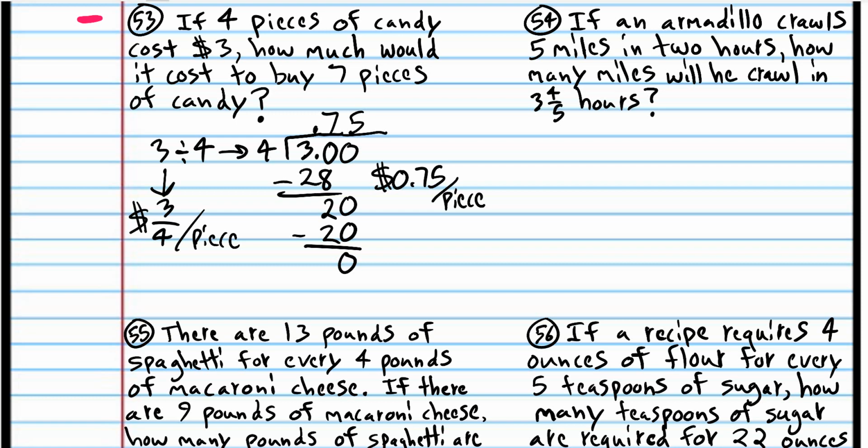So now let's go on to the second part of the problem. How much would it cost to buy 7 pieces of candy? So if it's 75 cents for one piece, then you just multiply 75 cents by 7 to get how much it would cost for 7 pieces.